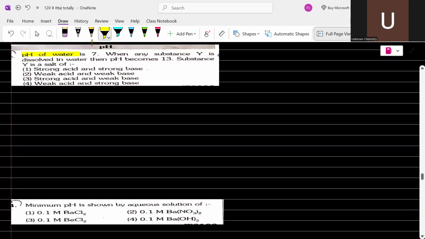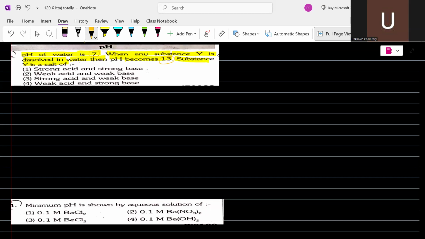pH of water is 7, that means water is neutral. When any substance Y is dissolved in water, then pH becomes 13. The substance Y is a salt of... So here you can notice the pH is 7 and it has become 13. That means pH is increasing, which means the substance you are adding into the water is making the water solution basic in nature.